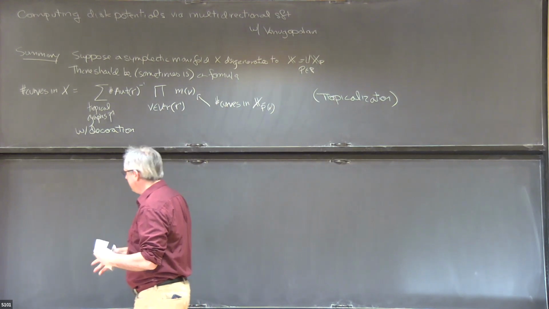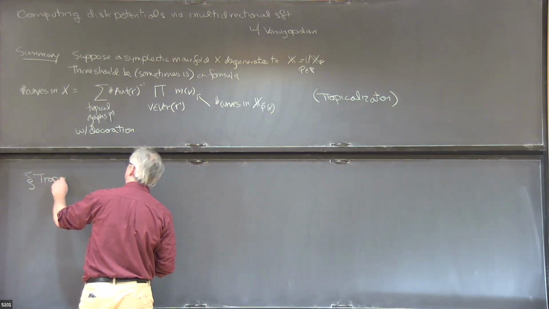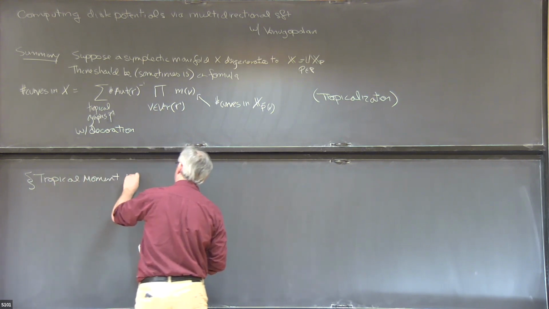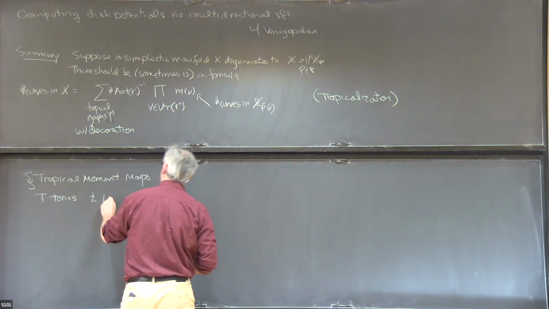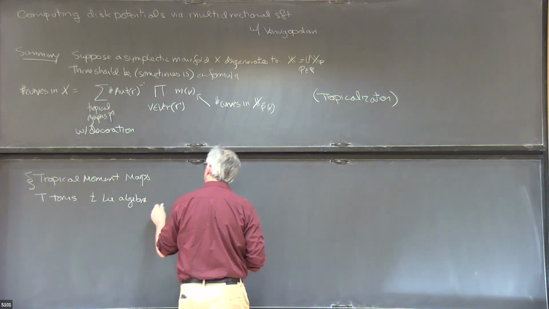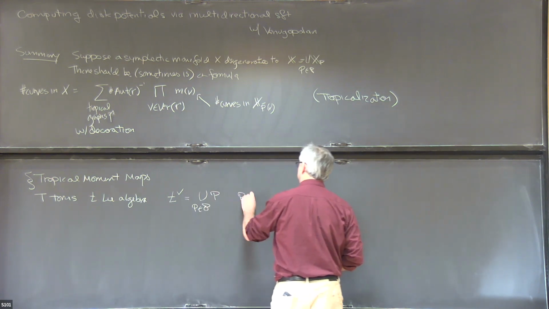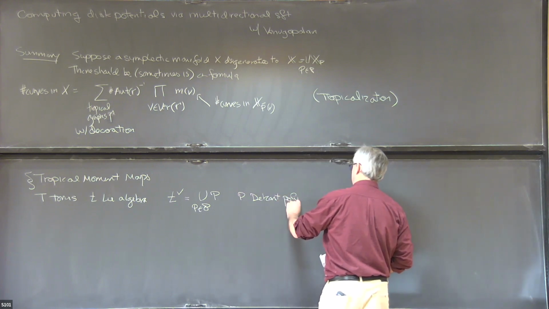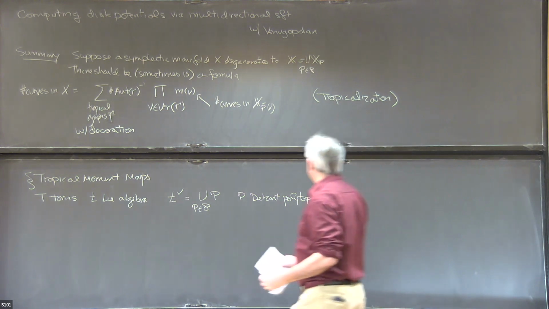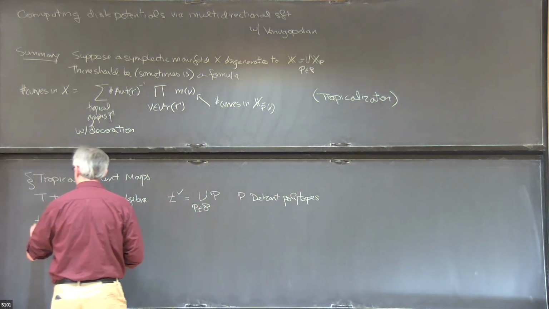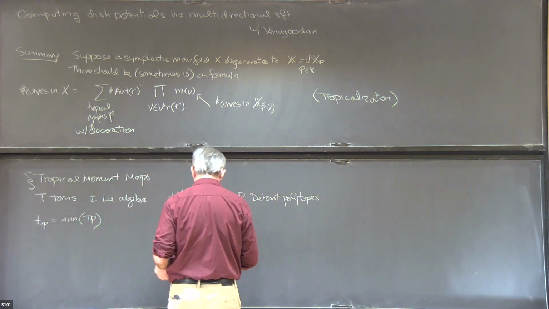So let me start off by describing what I mean by degeneration. So I'll call this tropical moment maps. So let's say that T is a torus, 𝔱 is its Lie algebra, and I want to assume a decomposition of the dual of the Lie algebra into Delzant polytopes. Delzant means that primitive vectors at any face form a basis for their span. And so then I let T_P, for any polytope P in this decomposition, be the annihilator of the tangent space at any point in this polytope.